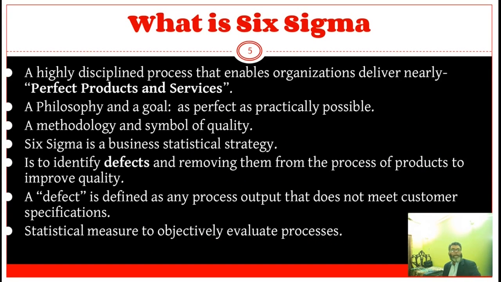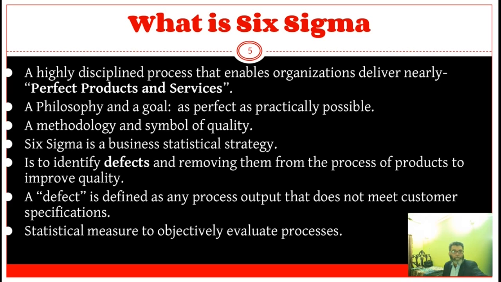What is Six Sigma? A highly disciplined process that enables organizations to deliver nearly perfect products and services, a philosophy and a goal, as perfect as practically possible, a methodology and symbol of quality, a business statistical strategy. It is to identify defects and remove them from the process of products to improve the quality. A defect is defined as any process output that does not meet customer specifications, a statistical measure to objectively evaluate the process.